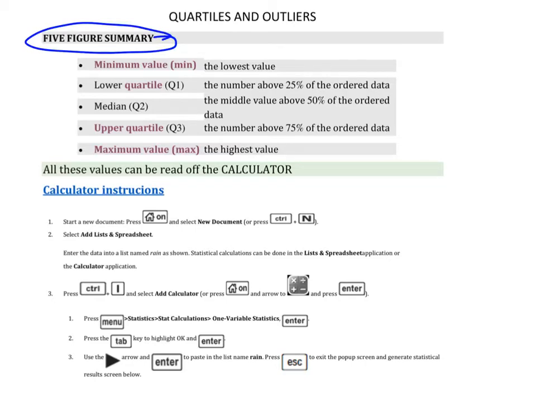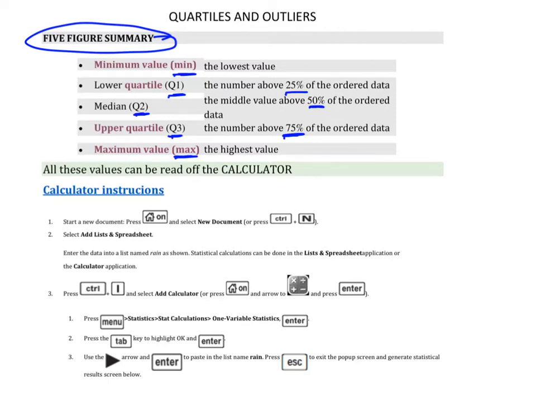The only 5 things that we include in our 5-point summary are the minimum value of the data, which is the lowest value of the data, the 25% mark, which is Q1, and the median, which is Q2. Remember, the median is the middle or the 50% mark. Then the upper quartile, Q3, which is our 75% mark. And the last thing there is the maximum value, the highest value in the data. They are the only 5 things in our 5-figure summary.